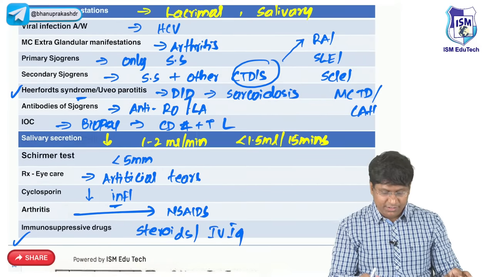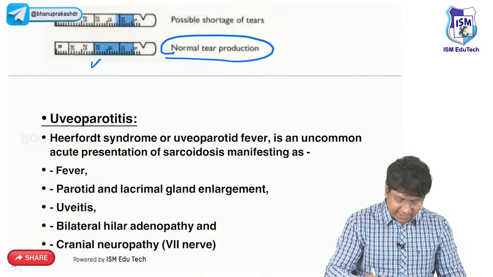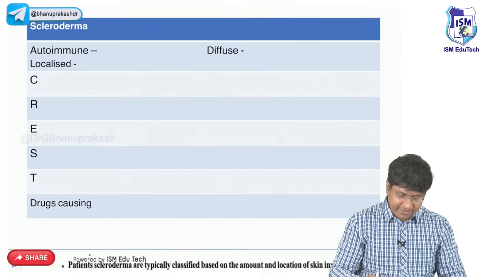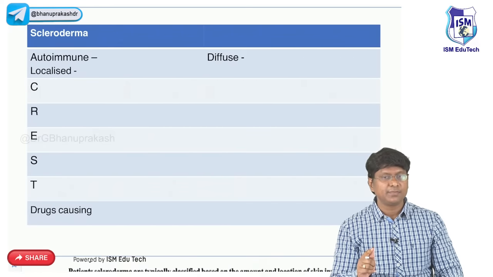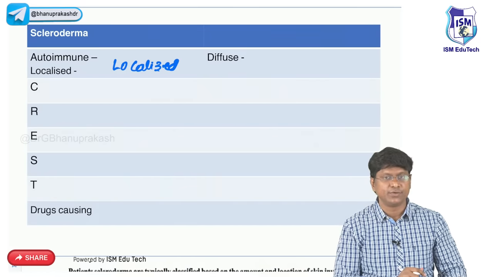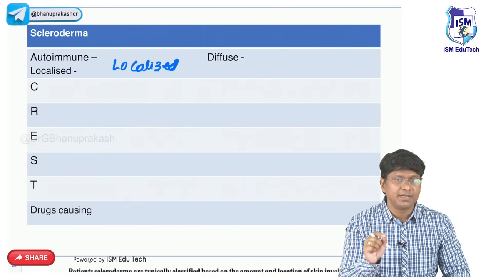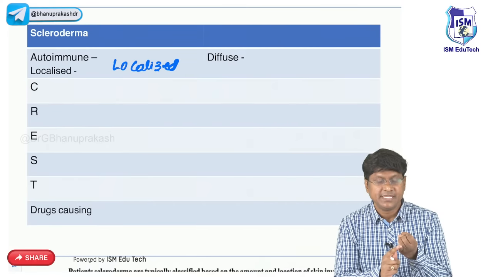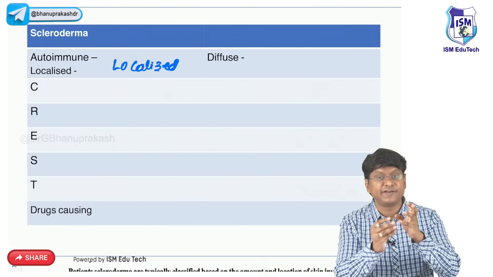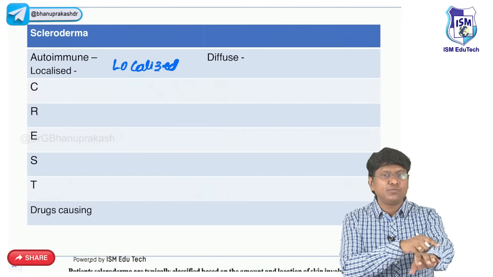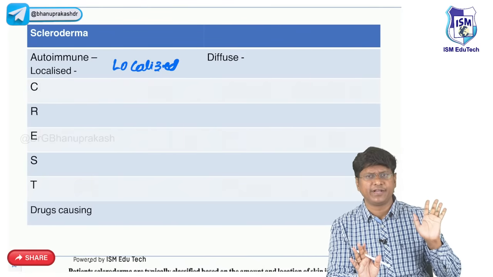Now, once we are done with Sjogren's, the next important topic in the connective tissue disorders will be scleroderma, right? In scleroderma, we have two forms: one is localized scleroderma and the other is diffuse scleroderma. In localized scleroderma, the important point to remember is that there will be limited skin involvement, mostly confined to the fingers, then forearm, then face. And even that skin involvement will have a very slow progression, right?